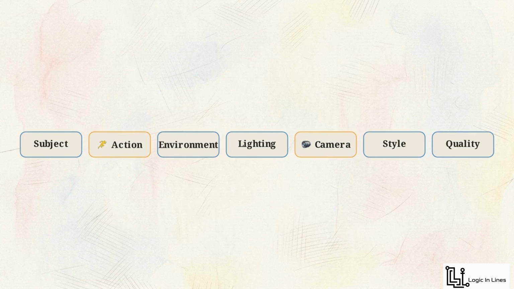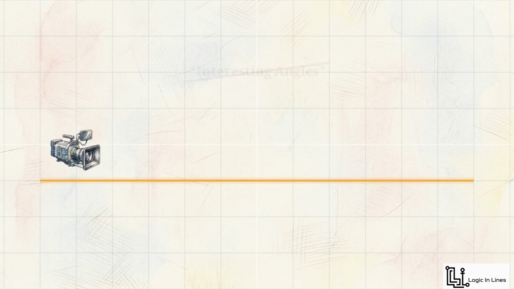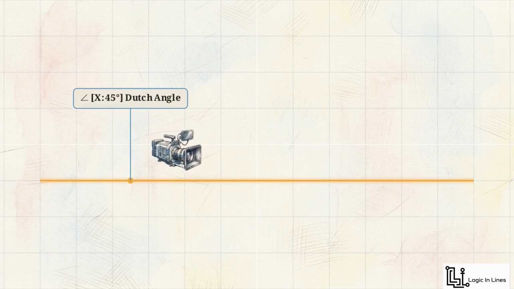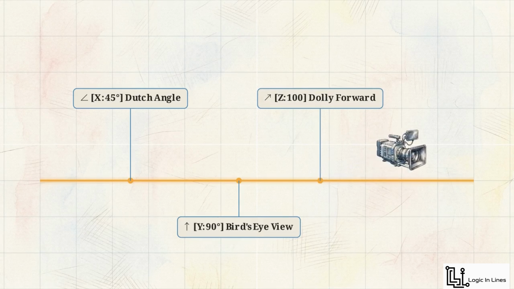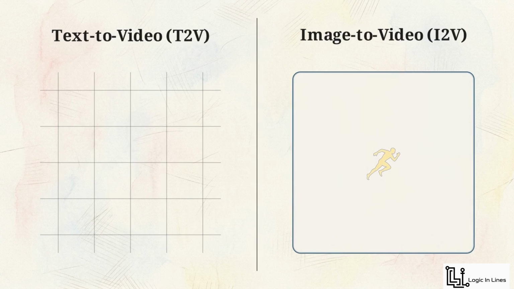The AI needs explicit instructions on subject behavior and virtual lens movement. Instead of interesting angles, use precise cinematography vocabulary. Terms like Dutch angle or slow dolly forward act as mathematical vectors, giving the AI a strict path. The syntax you use for these variables changes completely depending on whether you are generating video from scratch or animating an existing image. For text-to-video, you are building a scene out of nothing.